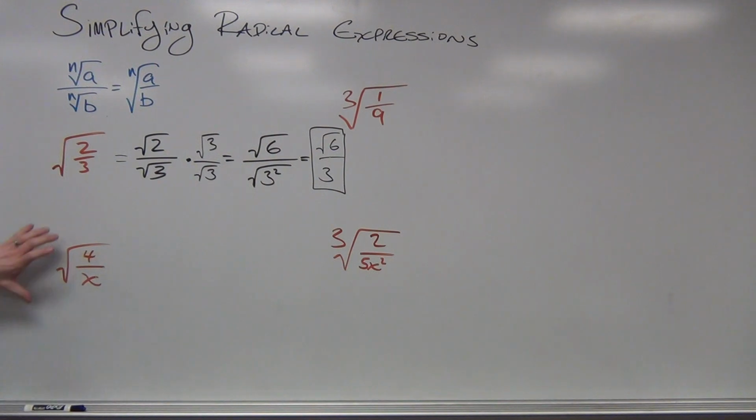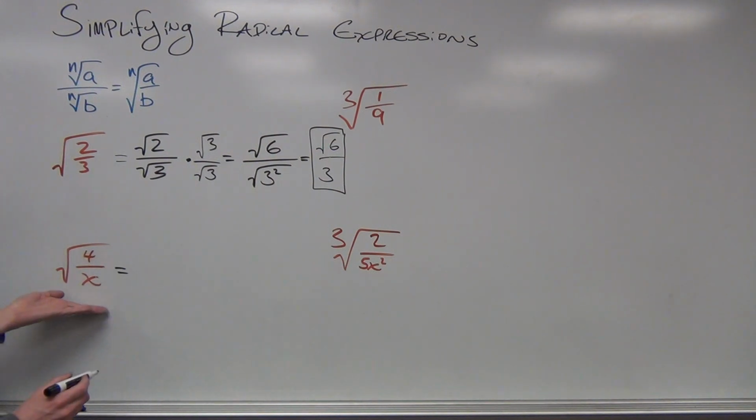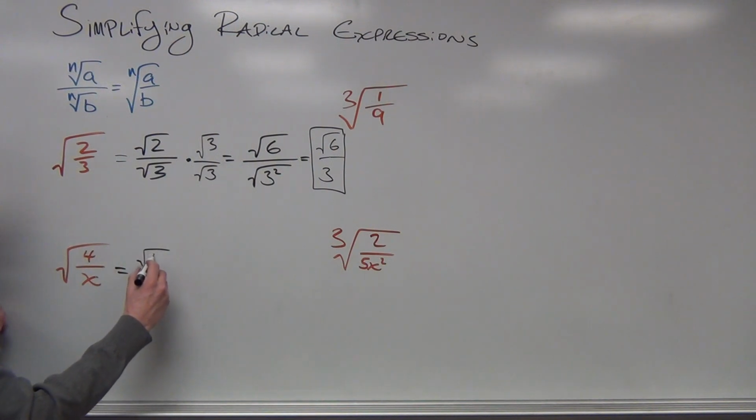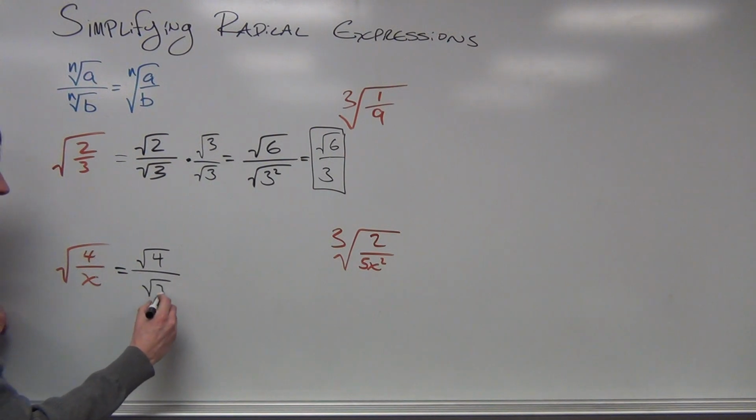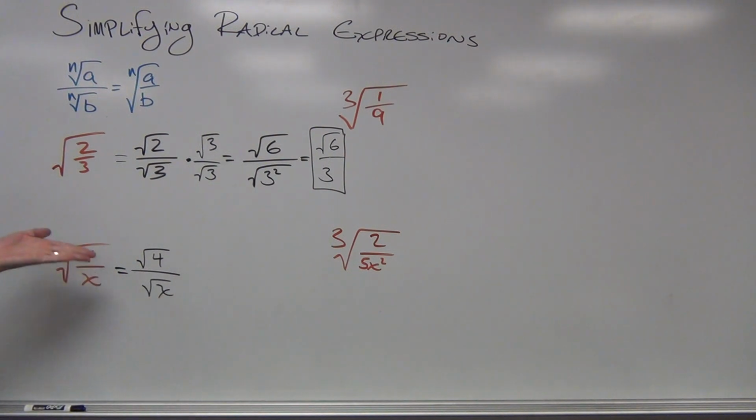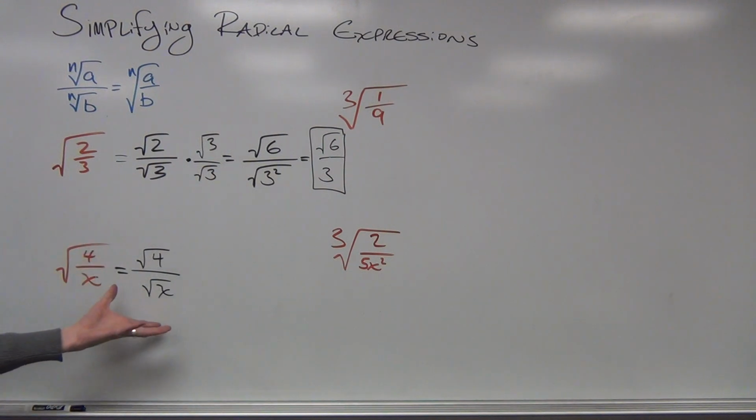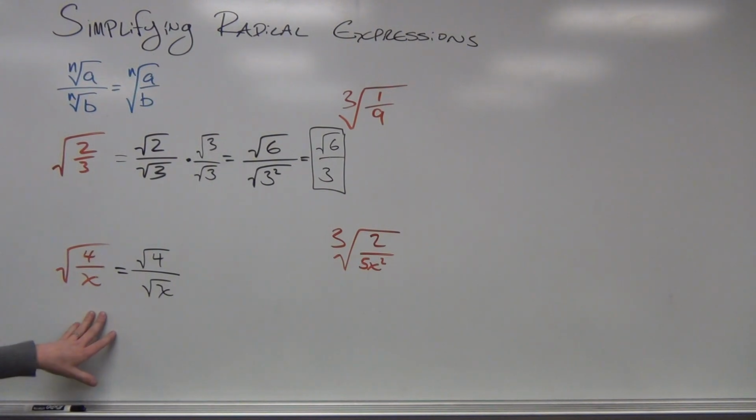Over here, let's look at this from the standpoint of algebra. So we've got an x in this case, the square root of 4 divided by x. We're going to rewrite that as the square root of 4 divided by the square root of x. The square root of 4 we can handle. We know that that's going to be 2. But the square root of x, we don't know if it is a perfect square. It might be 25, but we don't know, so we've got to assume that it's not. Because the square root of x, we don't know what that is.